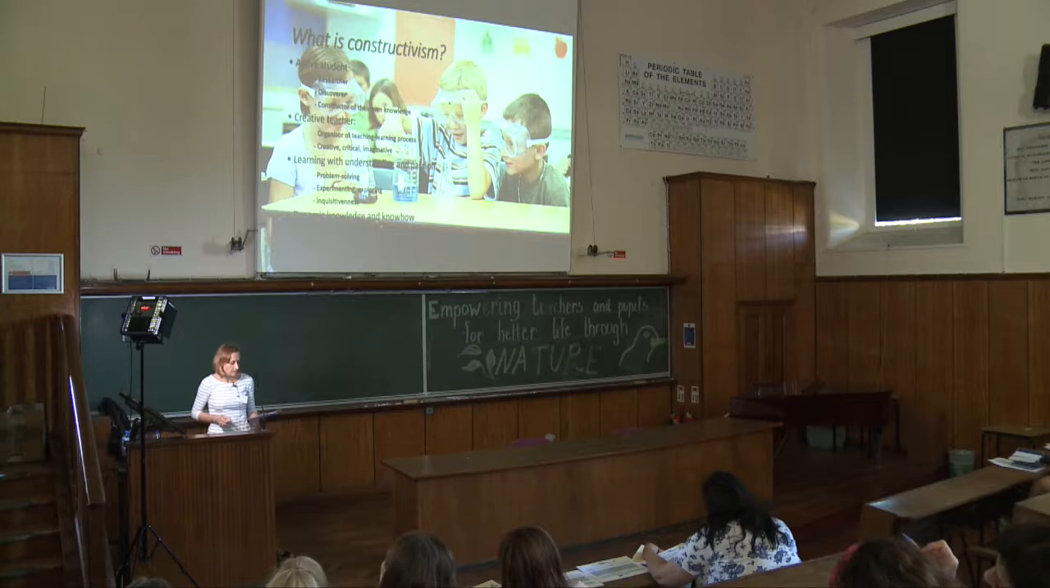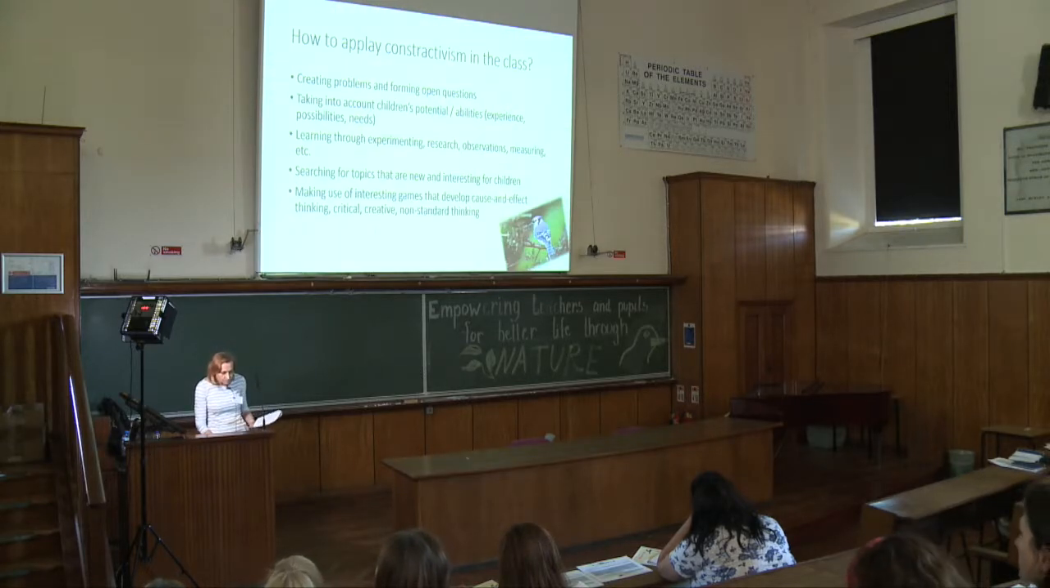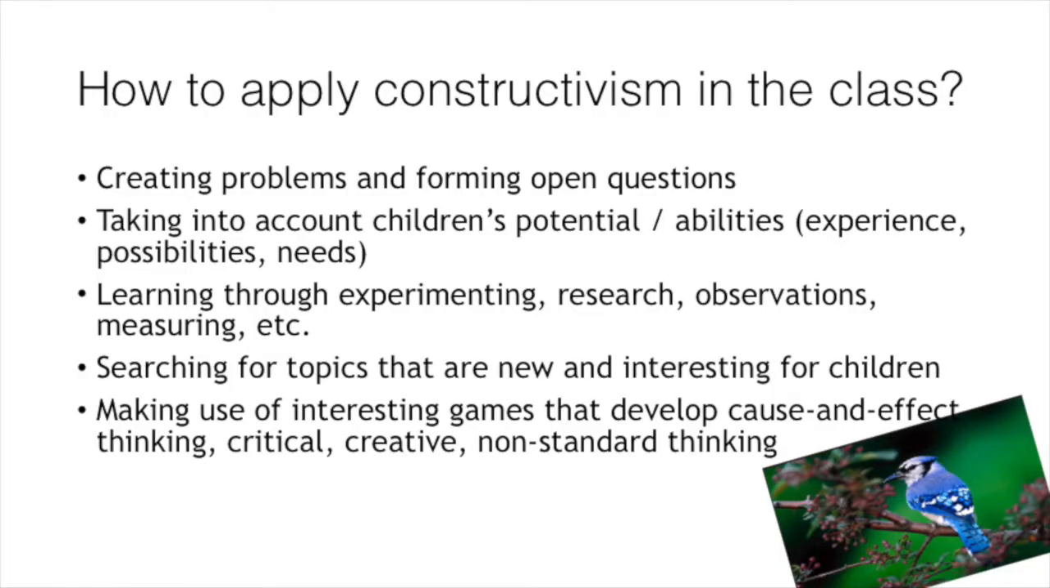And the third element is the process of education and methods. It means learning with understanding, and using constructivism, we have to replace traditional methods of education with active methods of education, interesting for children. For example, we have to replace passive fact retention with research and exploration. We have to replace competition with cooperation between children and teacher. We have to replace lecturing with problem-solving approaches.